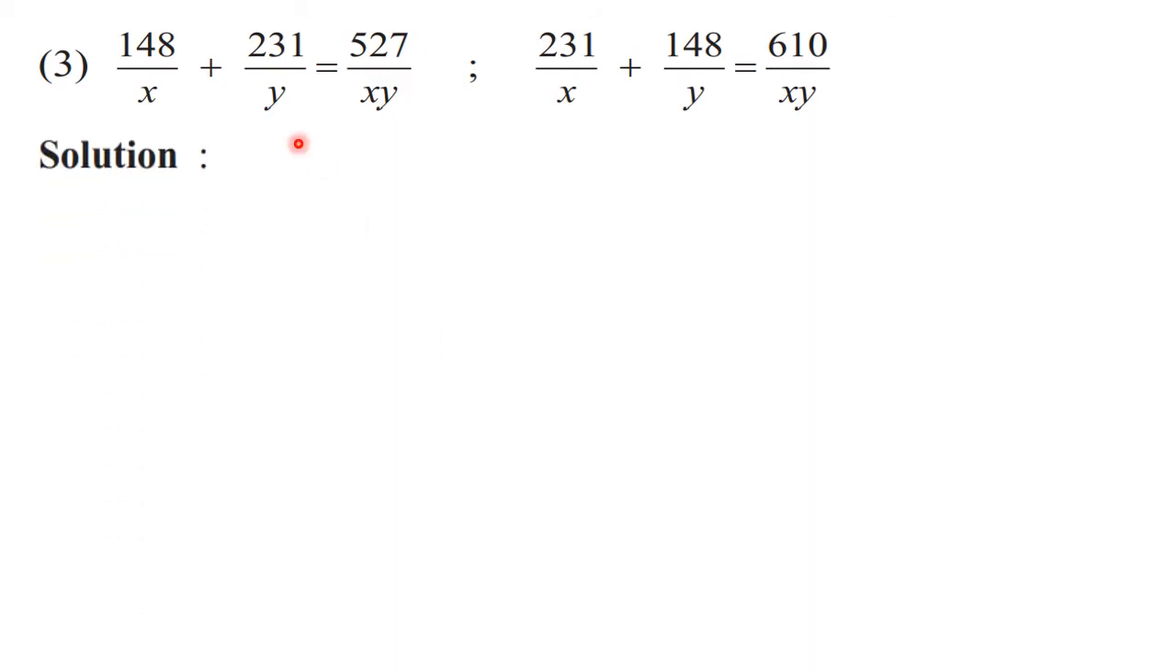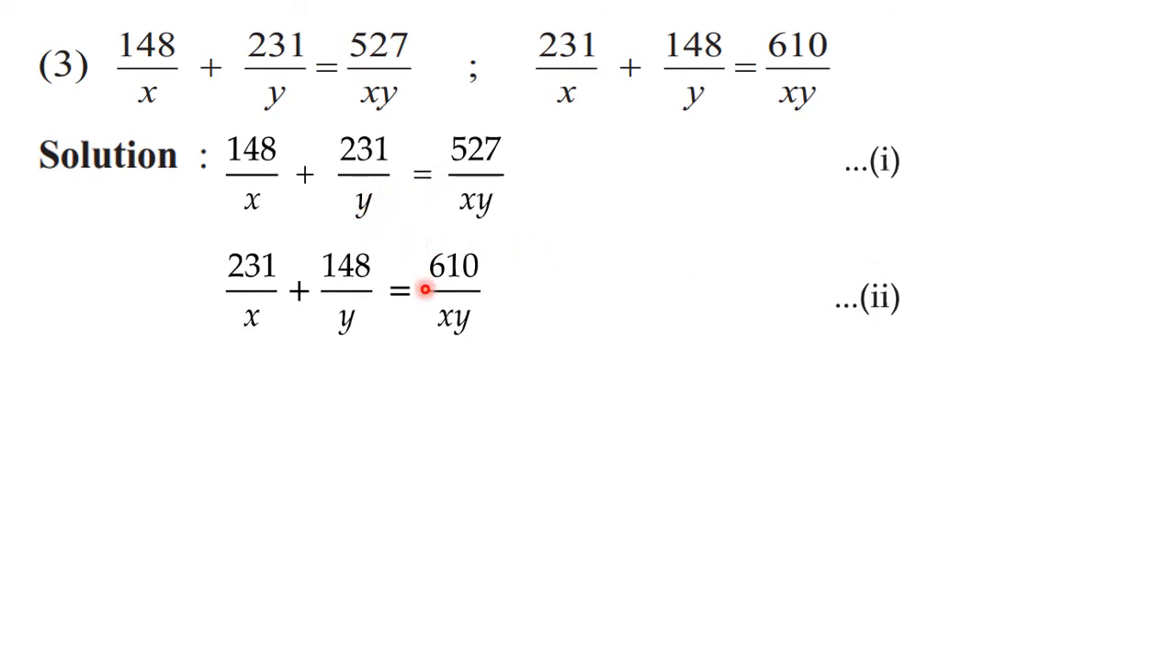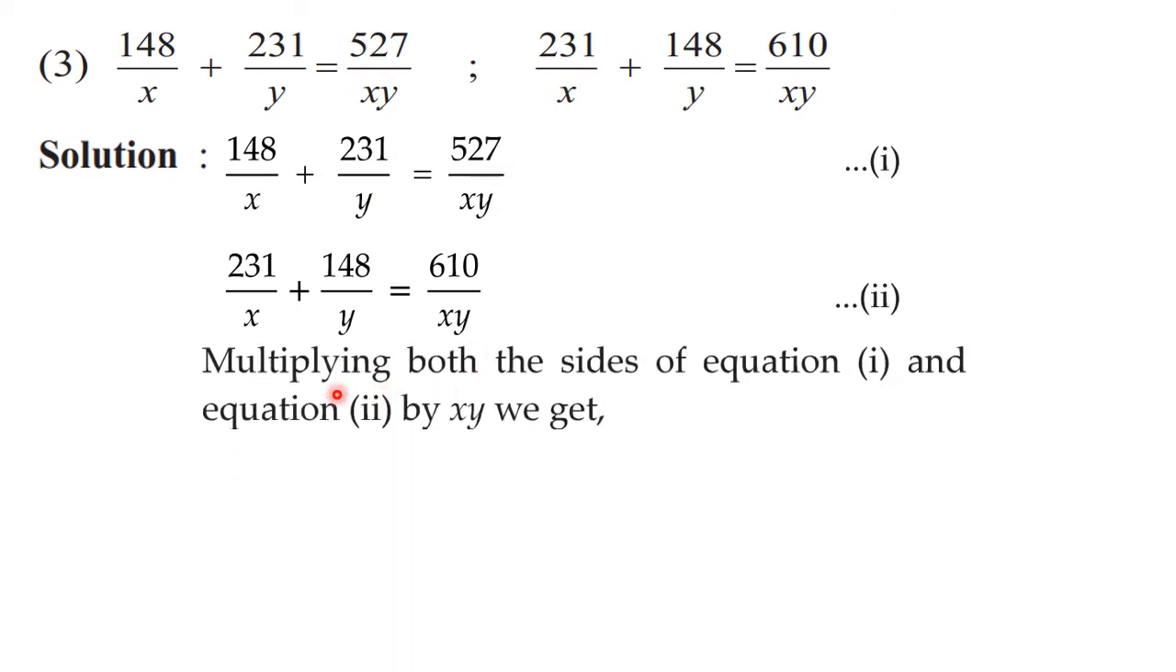The very first step: you know that we are numbering equations as 1 and 2. So write down the given equations as 1 and 2. 148 upon x plus 231 upon y is equal to 527 upon xy, equation number 1. 231 upon x plus 148 upon y is equal to 610 upon xy, equation number 2. Now to eliminate this xy, we are going to multiply both the sides of these equations by xy. So write down: multiplying both the sides of equation 1 and equation 2 by xy.